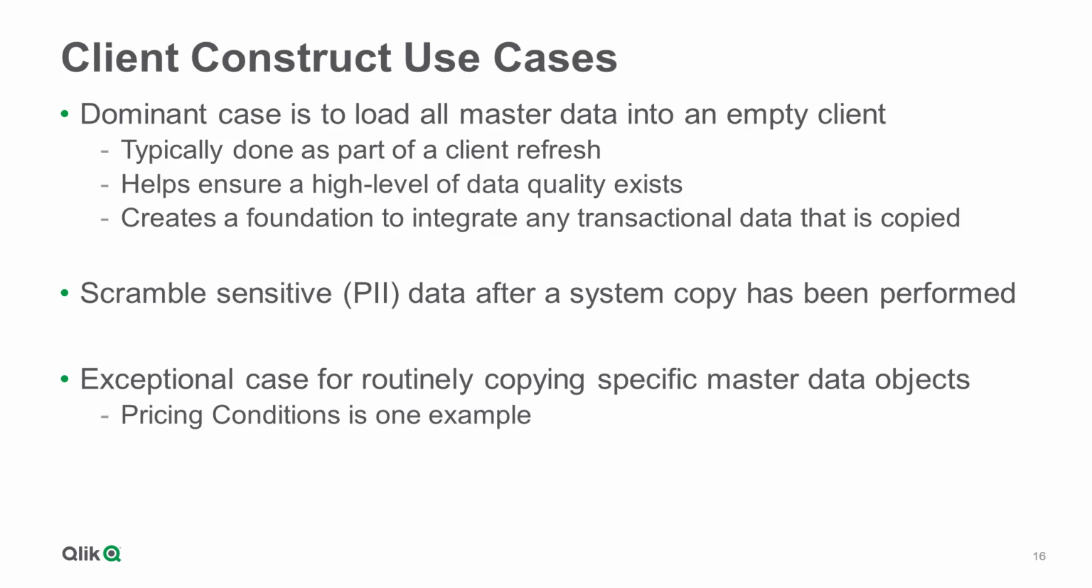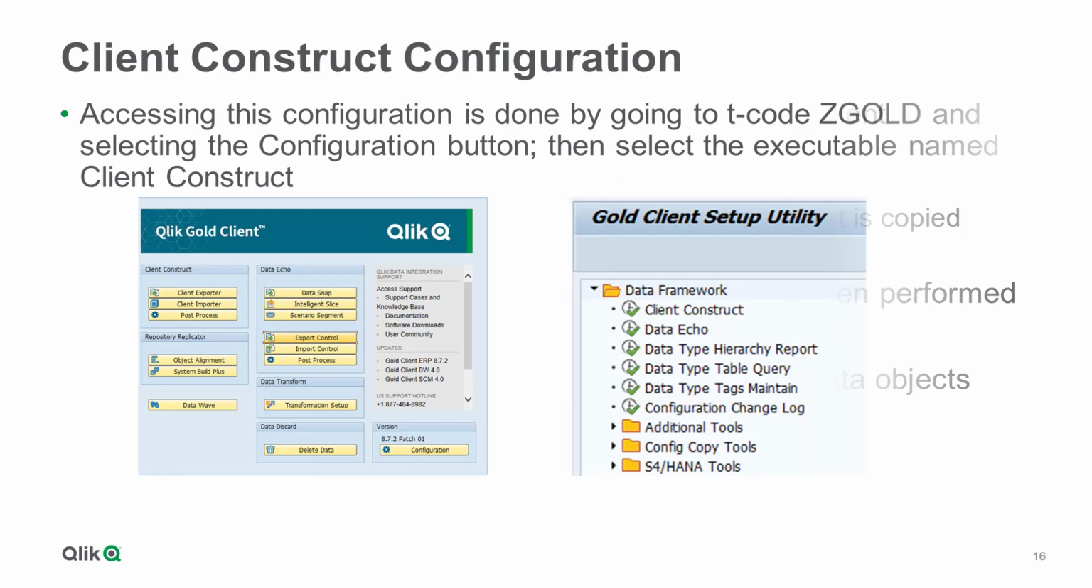Also, there are exceptional use cases where teams may choose to routinely copy just one or a few master data types as a way of refreshing specific data objects that align with their given objective. One example may be the need to copy all pricing conditions on a regular basis, which for some organizations change frequently.